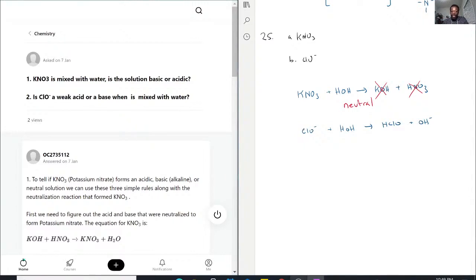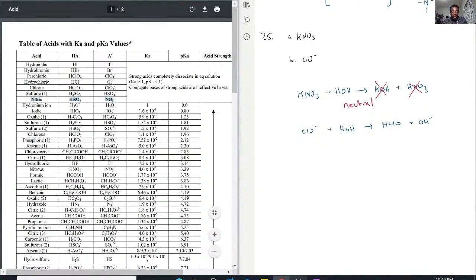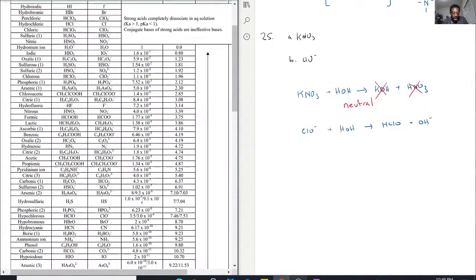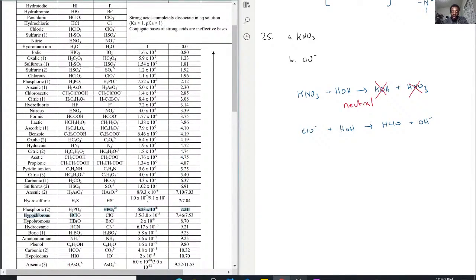With the next question, is ClO⁻ a weak acid or base? Referring back to our list, HClO is not a strong acid, that would be hypochlorous acid. There it is. This is a weak acid, so there is interaction there. If you put ClO⁻ in water, it will try to take some of the hydrogens from the water, forming this base. So that makes this the base. This would be the acid, this would be the conjugate acid, and this would be the conjugate base.